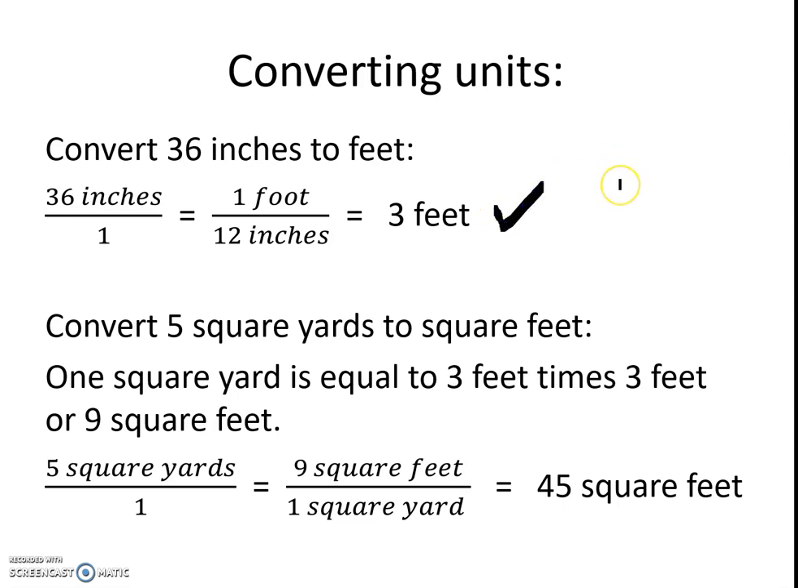Convert 5 square yards to square feet. Well, 1 square yard is equal to 3 feet times 3 feet, or 9 square feet. So if we think of 5 square yards over 1, which that's what we're given, and that there's 9 square feet in 1 square yard, we simply get 45 square feet because our units, square yards, go away. So our answer is indeed 45 square feet.